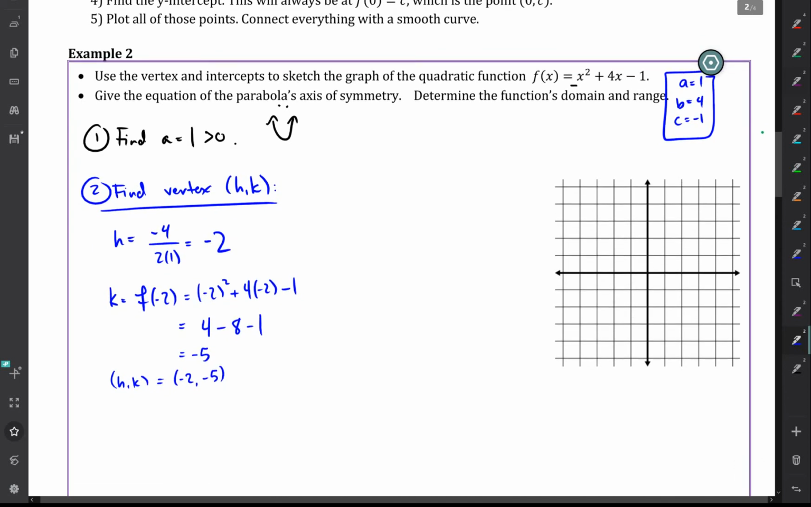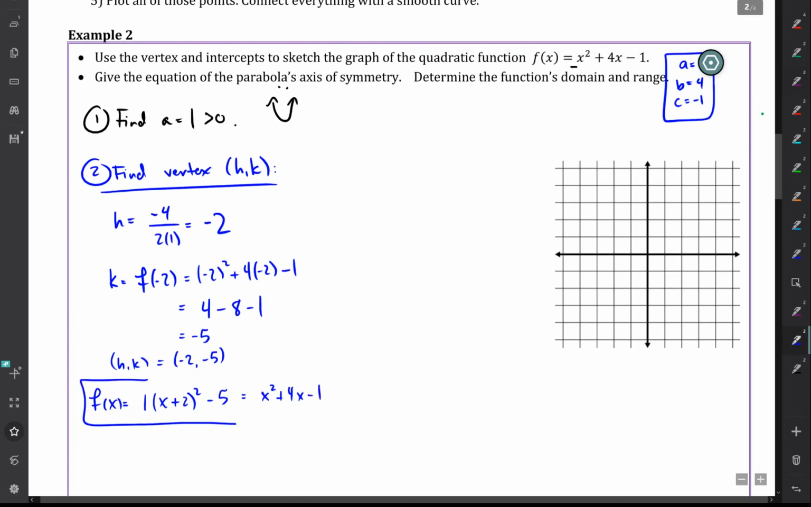And so my standard form of this equation then is 1 times (x minus negative 2, which is plus 2) squared minus 5. Okay, so you could check that if you multiply this all out, you would also get x squared plus 4x minus 1. Okay, so these are two different forms of the same equation.